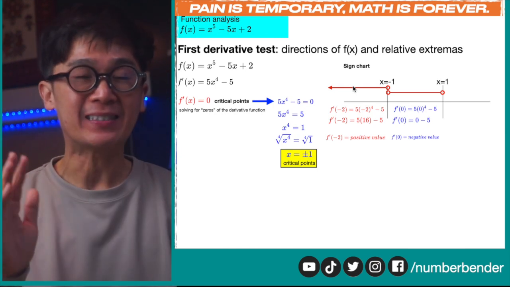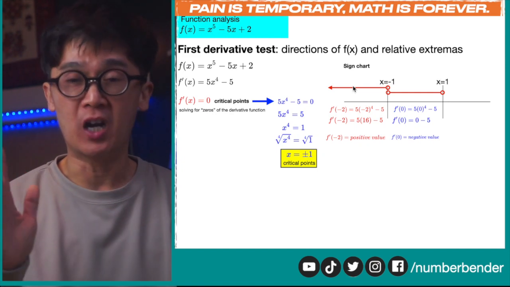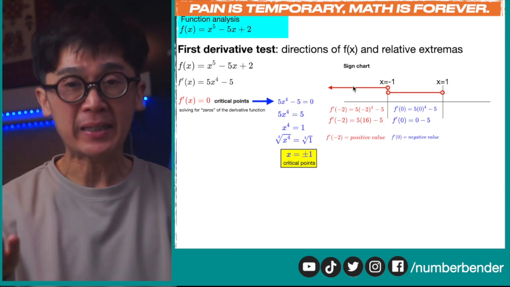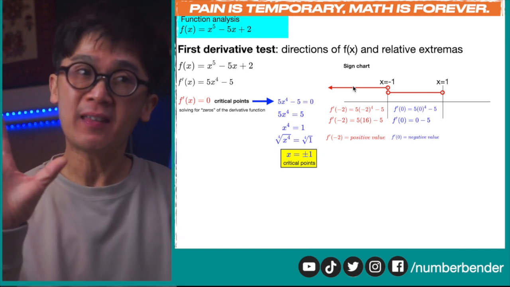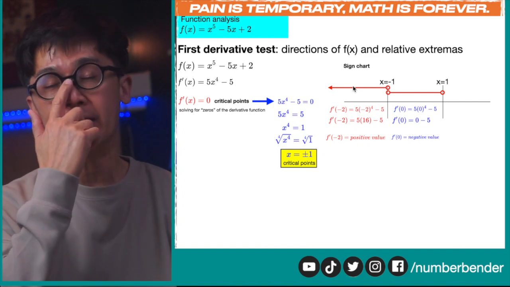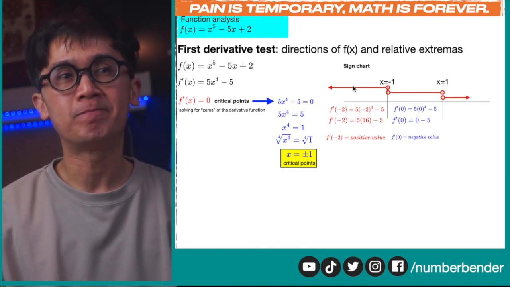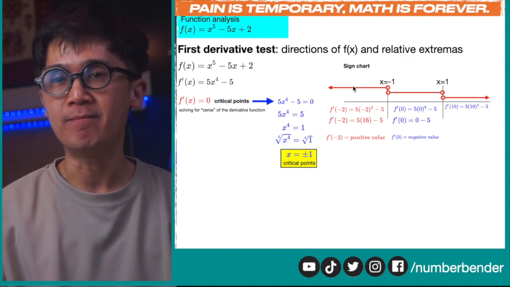At doon sa ating last interval, anything that is higher than +1 or to the right of +1, pili ka ng number na anything that is larger than 1 so that we can check or verify if it's a positive or a negative derivative. So in this case, let's use, I think I used 10.